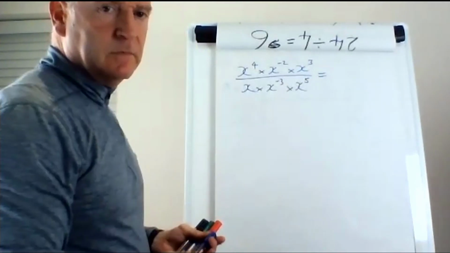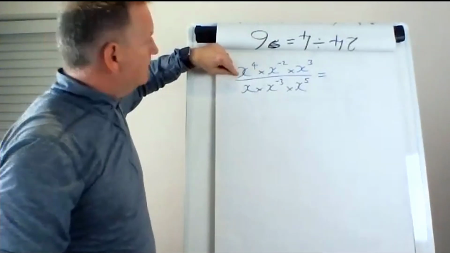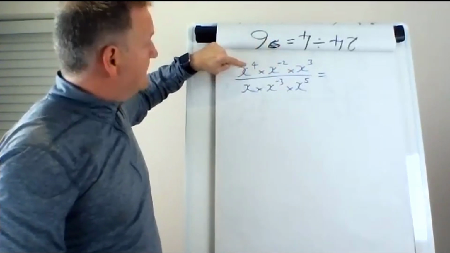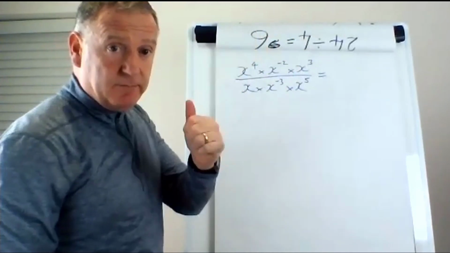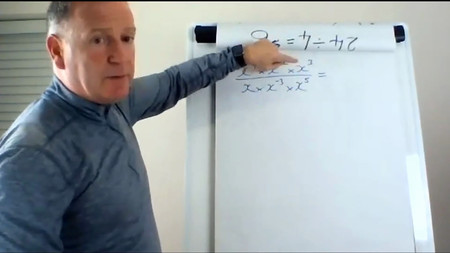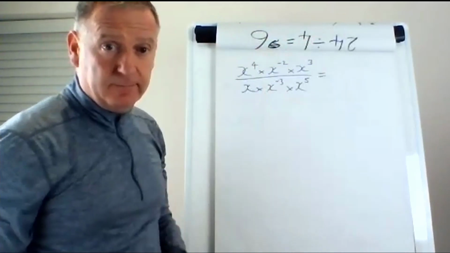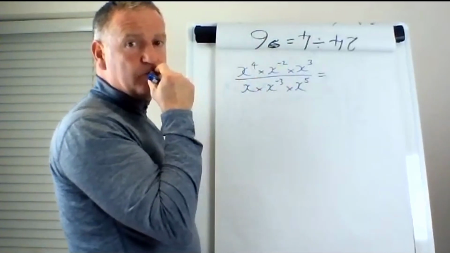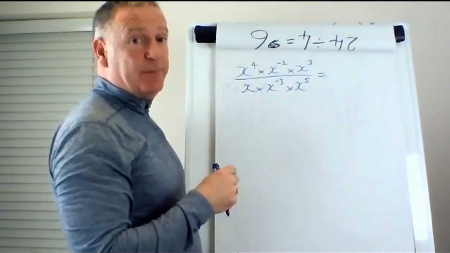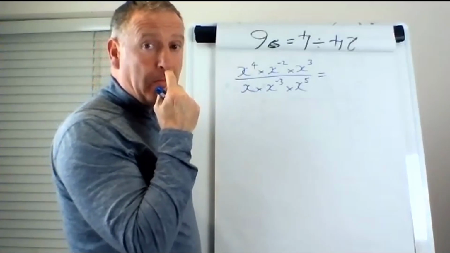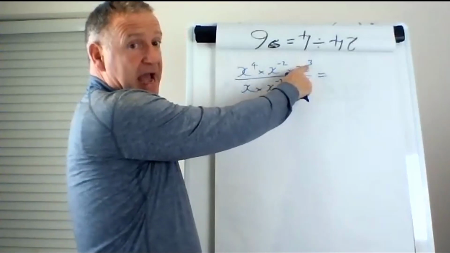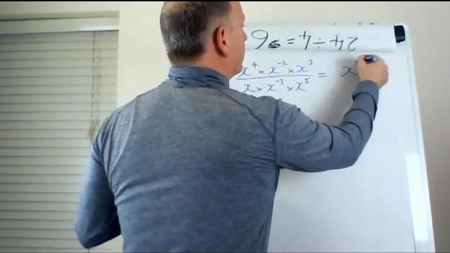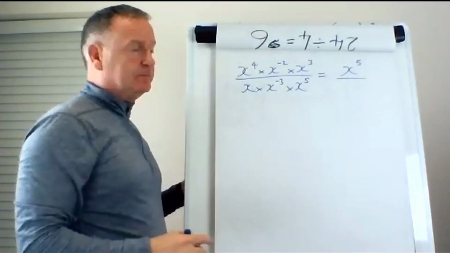Ready then? Can you see? Same base number, all x's. So what do I do with the powers? When I'm timesing them, I add them. 4 add negative 2 is power 2. And then power 2 add 3 is power 5. Good.